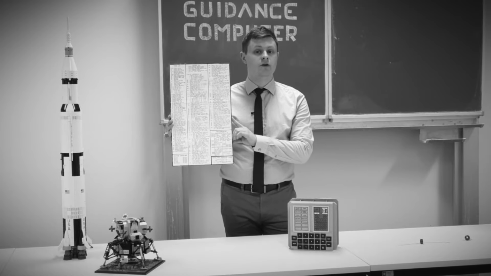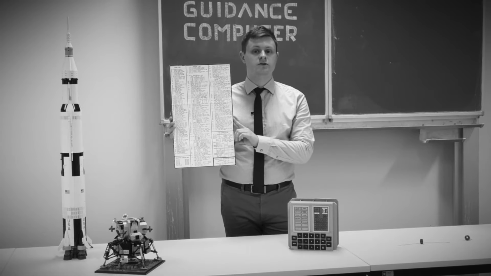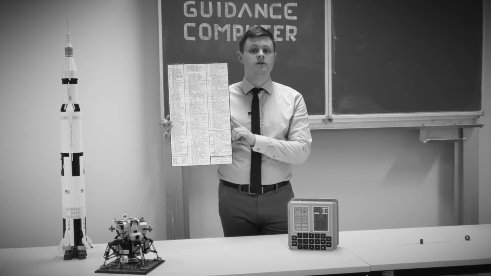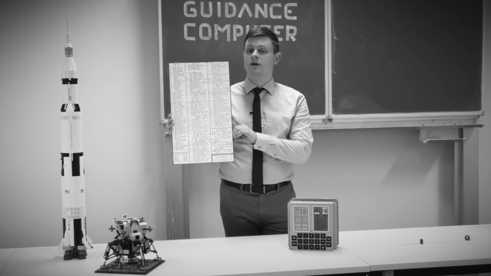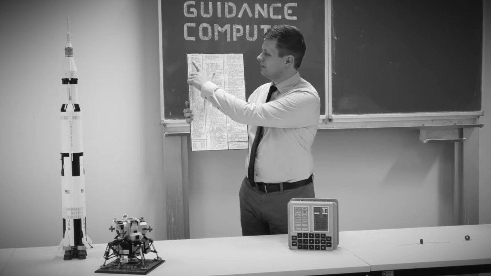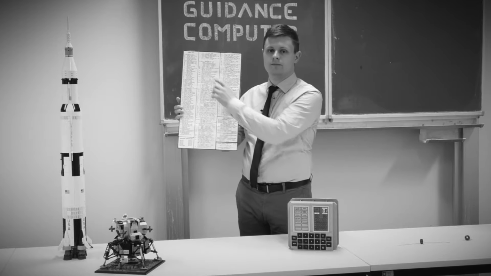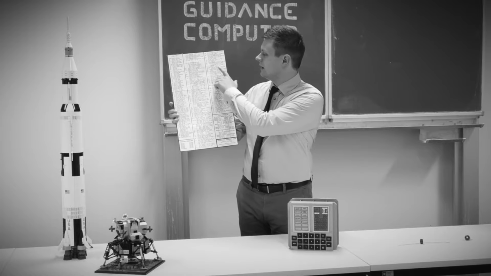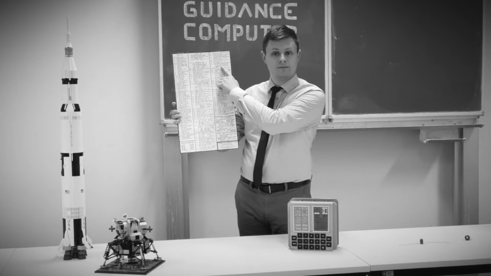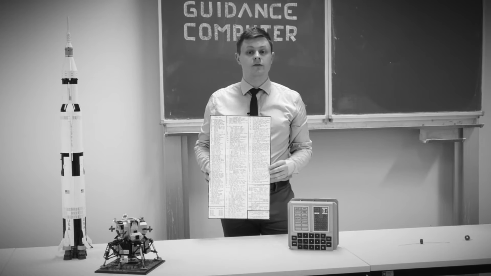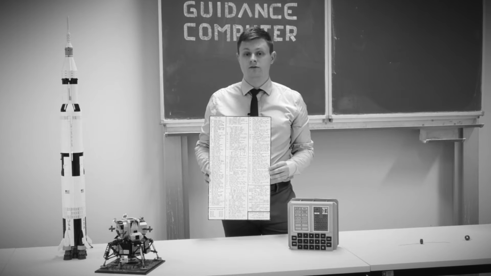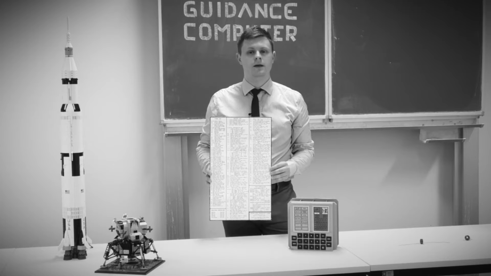Here is a list of all possible verbs and nouns, which are also used by the astronauts. For example, to display the current mission time, the astronaut enters verb 6 for display and noun 65 for time in hours, minutes, and seconds. Some verbs are reserved for the computer to request action by the astronauts. They cannot be input into the DSKY.